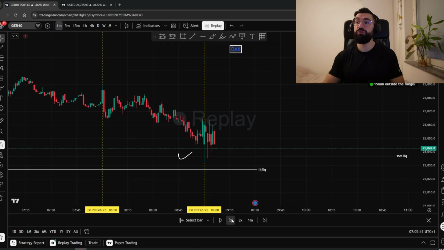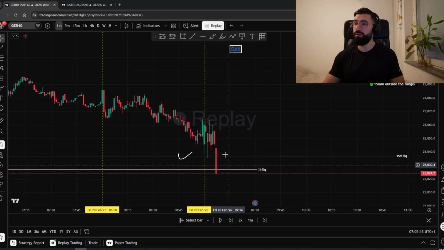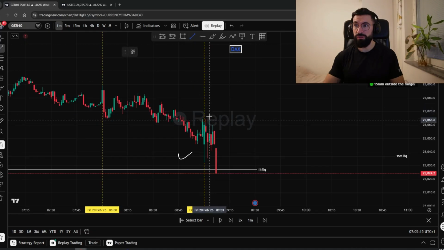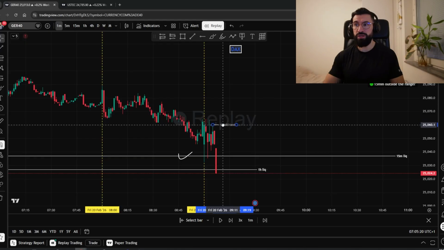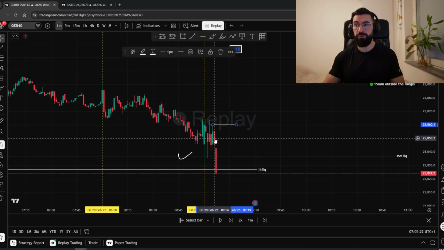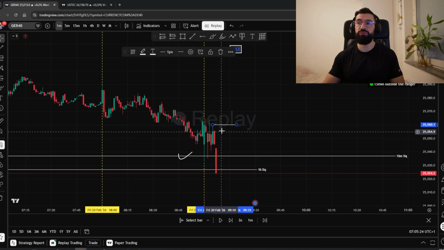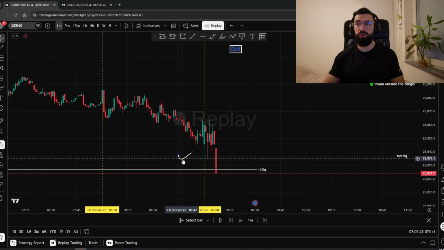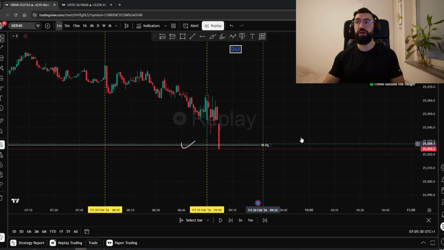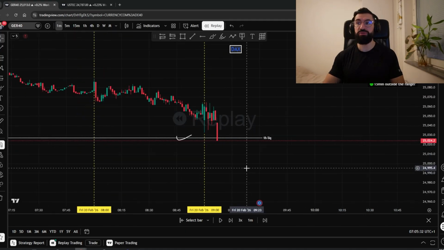I'm waiting for it to do a breakup structure. Now it didn't do a breakup structure. Look, there's a high right here. The body of the candle didn't close over it. There's a high right here. The body of this candle or the candle next to it didn't close over it. So what happens now? We jump down to the 1 hour liquidity and we are now focused on waiting for a breakup structure to the upside in this area.